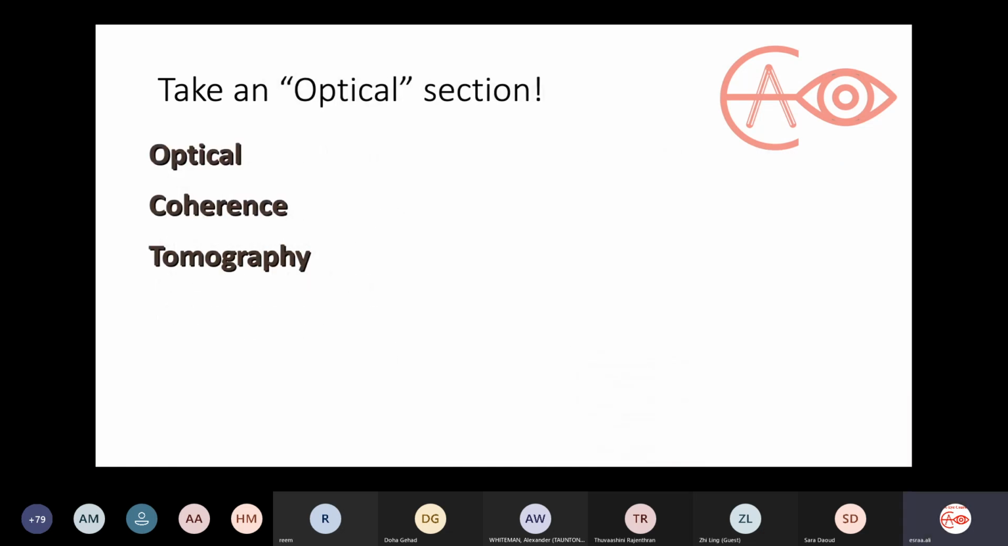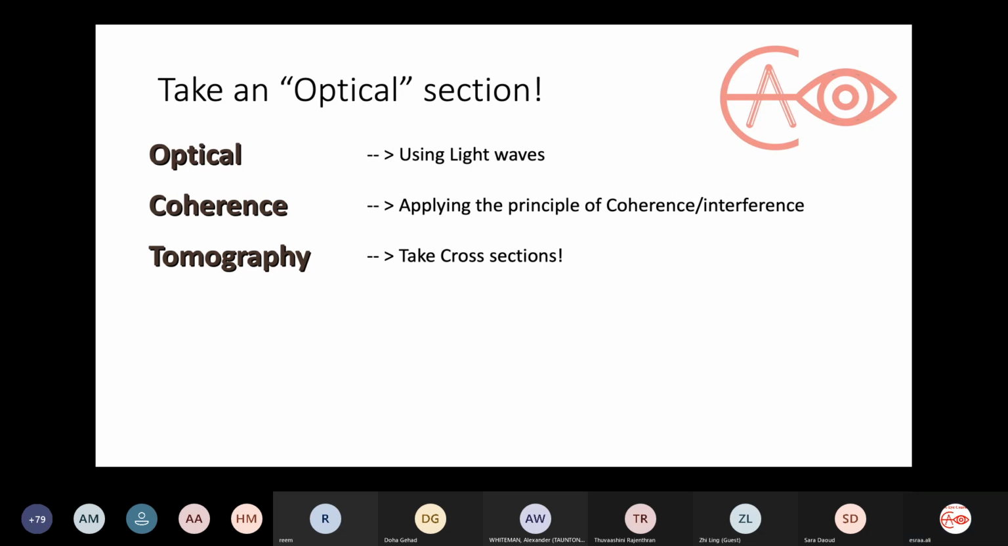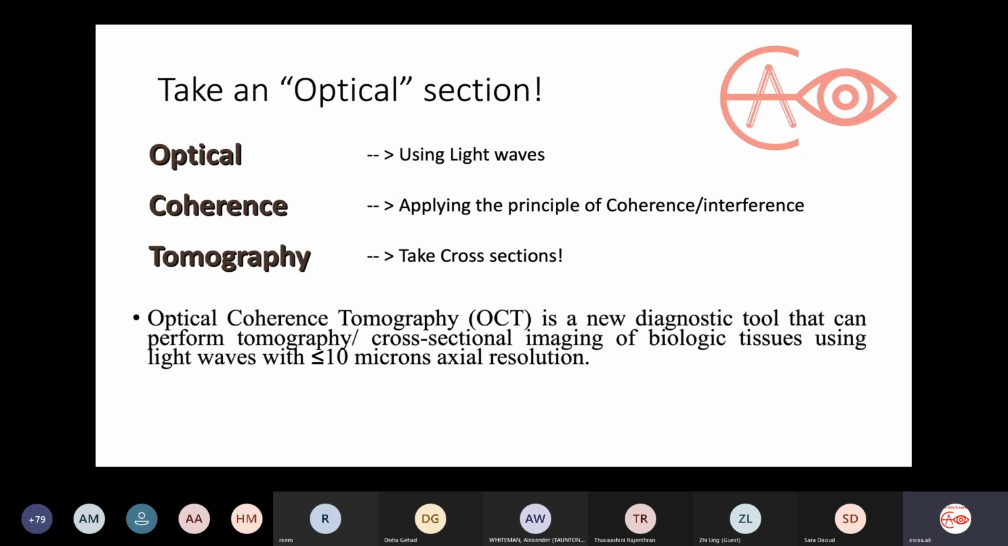So the OCT, which is the optical coherence tomography, meaning you can take an optical section instead of histological section. So optical is using light waves. Coherence is applying the principle of coherence or interference between light, and we'll understand about that. Tomography is taking a cross section. So you're basically taking cross section inside your eye, but with light waves. It is a very exciting new diagnostic tool, and it can give you axial resolution of less than 10 microns.